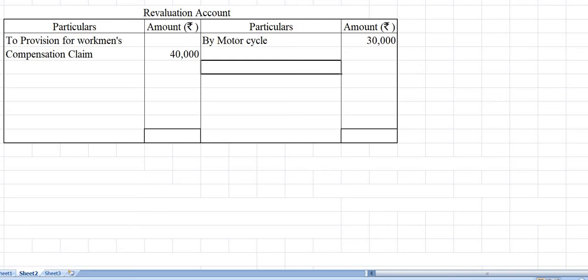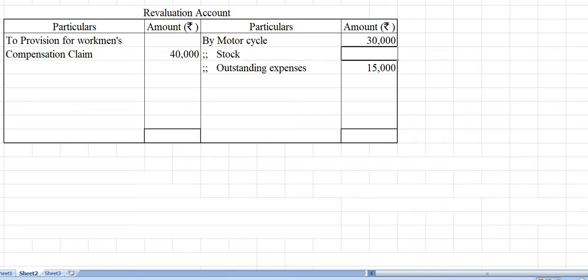Then comes the next adjustment. Outstanding expenses were not payable. That means liability decreases. If liability decreases, it will be shown on the credit side. So we can write here outstanding expenses, 15,000 is the amount. Then next adjustment, value of stock has been increased. Again one more asset increased. Stock increased by 70,000, so by stock 70,000 can be written.